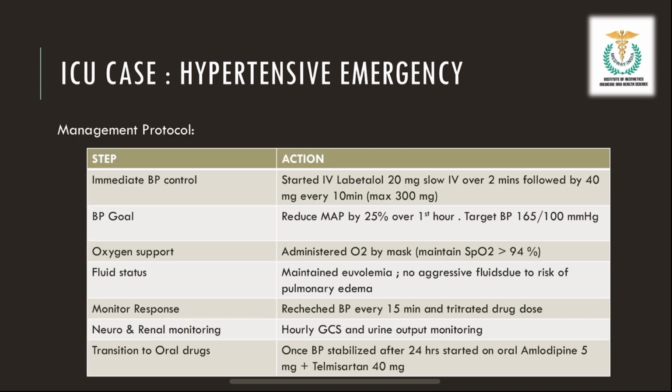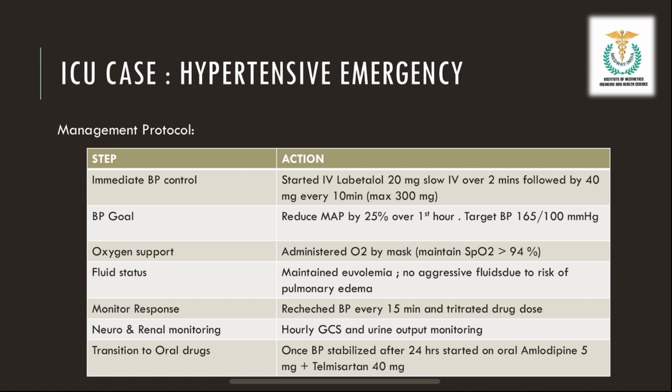And coming to the management protocol, immediate BP control is done. So we started with IV labetalol 20 mg slow IV over 2 minutes, followed by 40 mg every 10 minutes. It is chosen for CNS, central nervous system, safety and cardiac control. Titrate dose to response. Next, BP target: we aim to reduce MAP by 25 percent in the first hour to avoid ischemia.